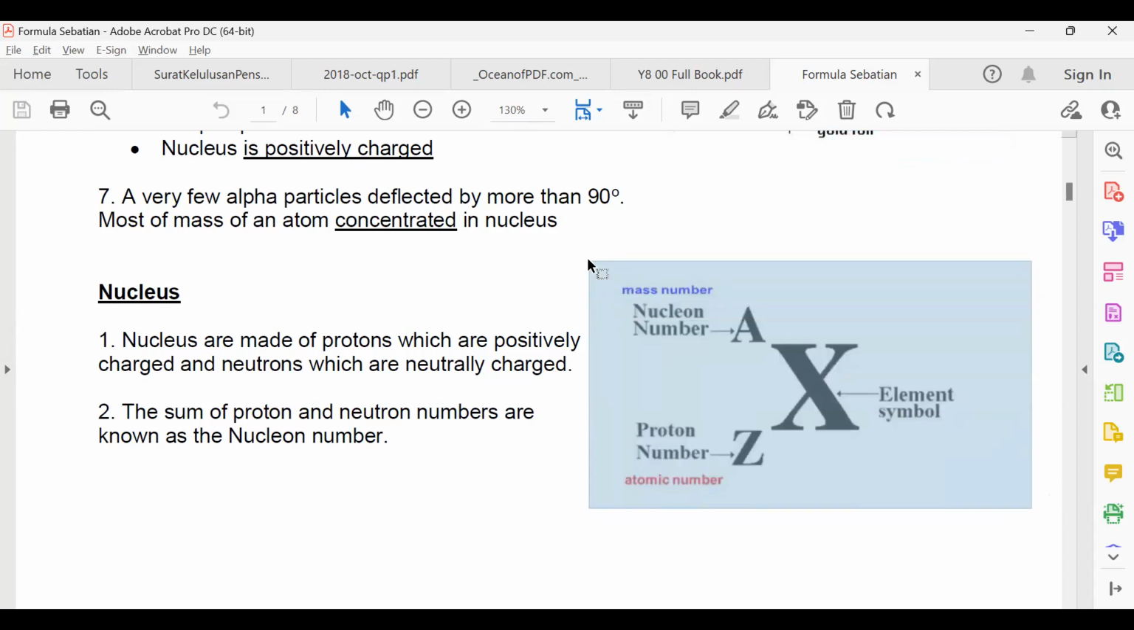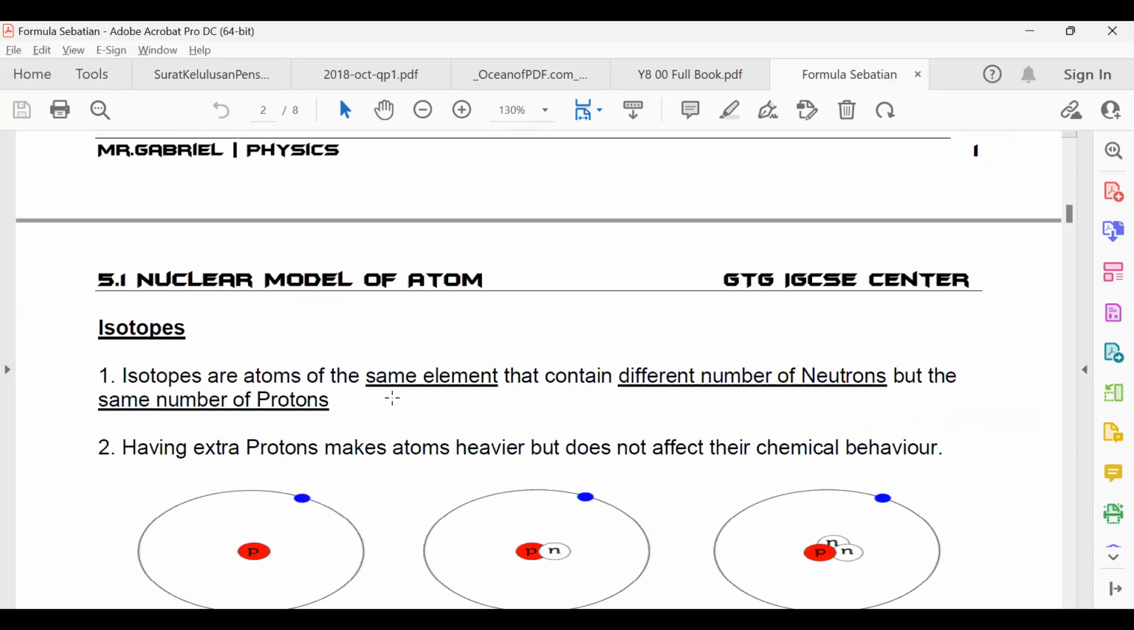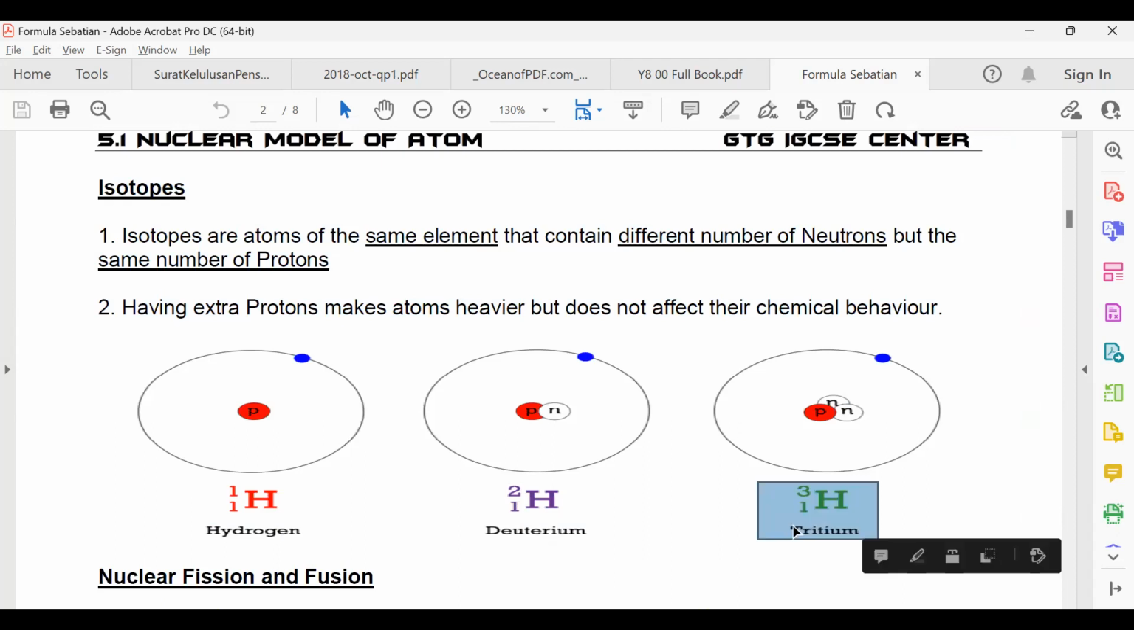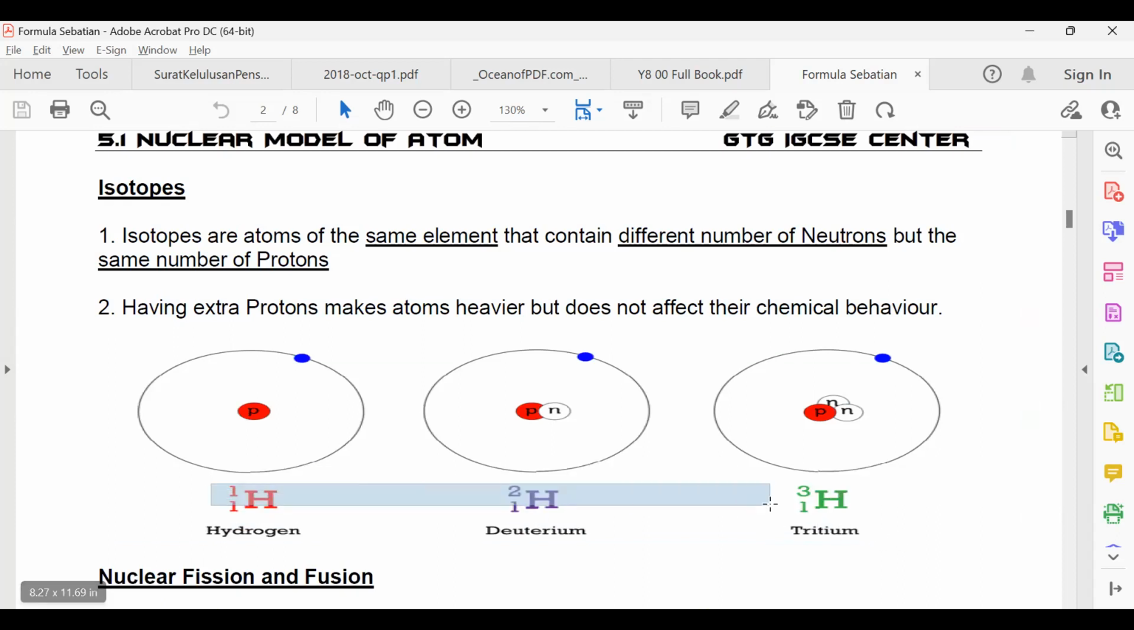Usually this is the symbol for the representation of the element. Usually they'll have an element symbol here. It's nucleon number and proton number. We'll go into more detail on that later on. Then we are also going to learn something known as isotopes. Isotopes are basically the same element as you can see here. All of them are hydrogen, with the same proton number, as you can see, all of them are 1, with different neutron numbers.